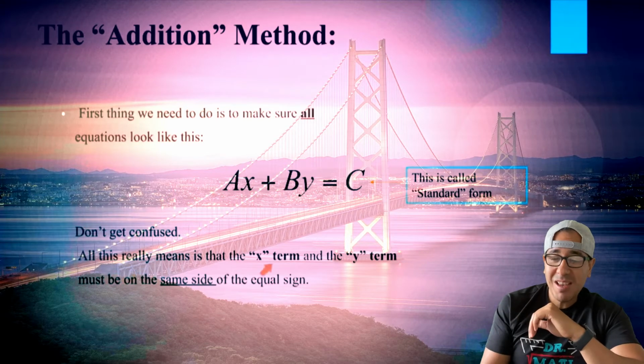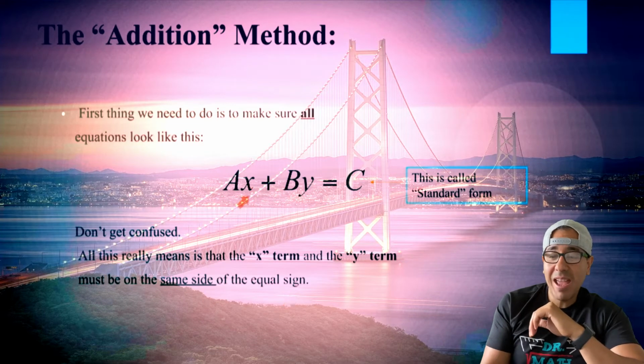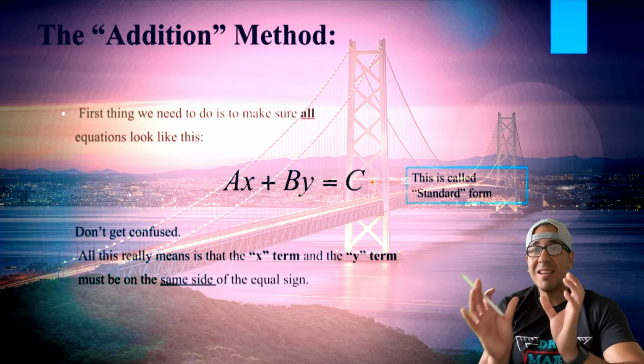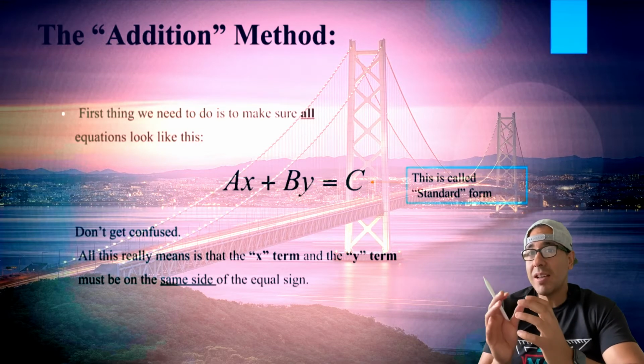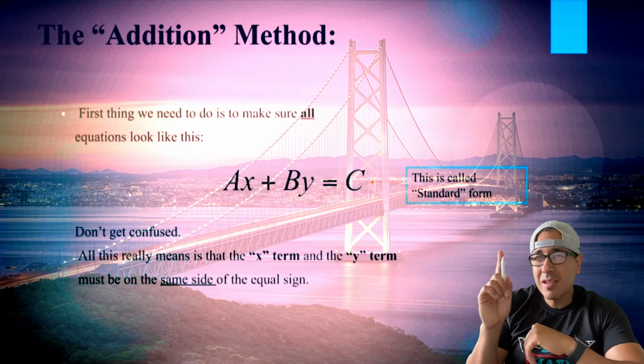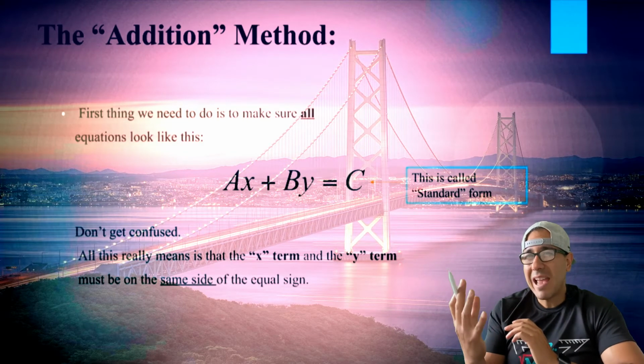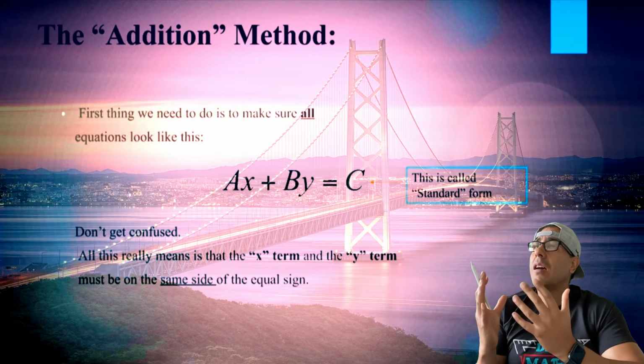All this means is that the x term and the y term are on the same side of the equal sign. So you're going to have the x and the y on the same side, and your constant, your number, is going to be off on the other side. And it doesn't matter as long as your x and y are on the same side. Because just think about this logically. If you have an x in your life, you usually ask yourself, why?